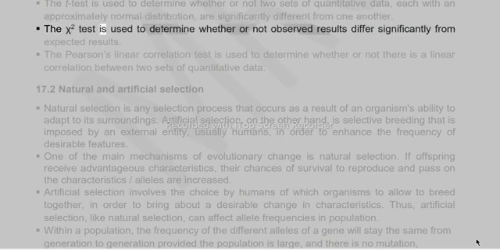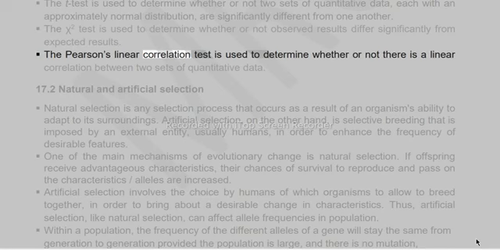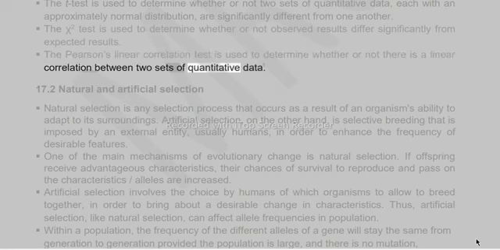The Chi2 test is used to determine whether or not observed results differ significantly from expected results. The Pearson's linear correlation test is used to determine whether or not there is a linear correlation between two sets of quantitative data.